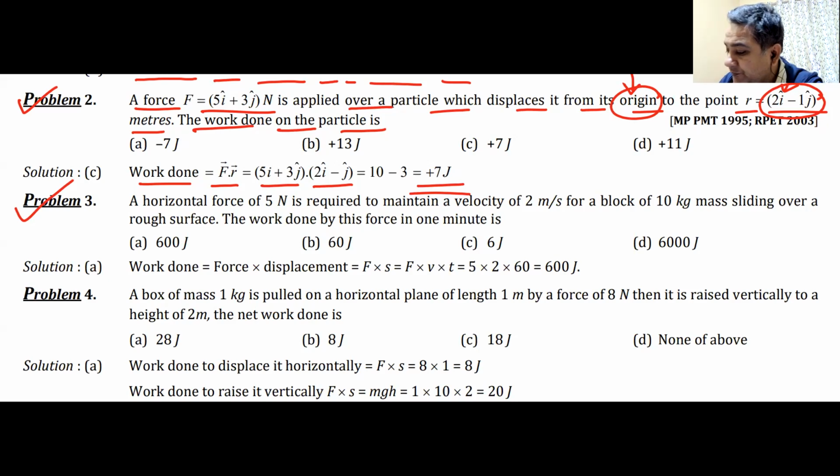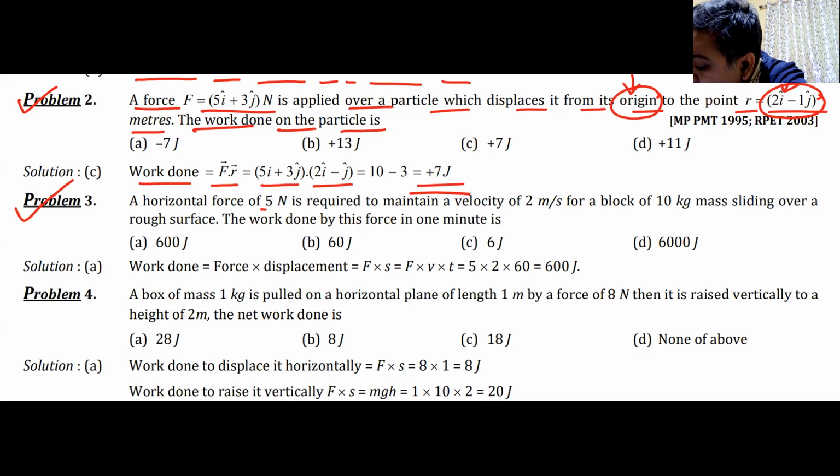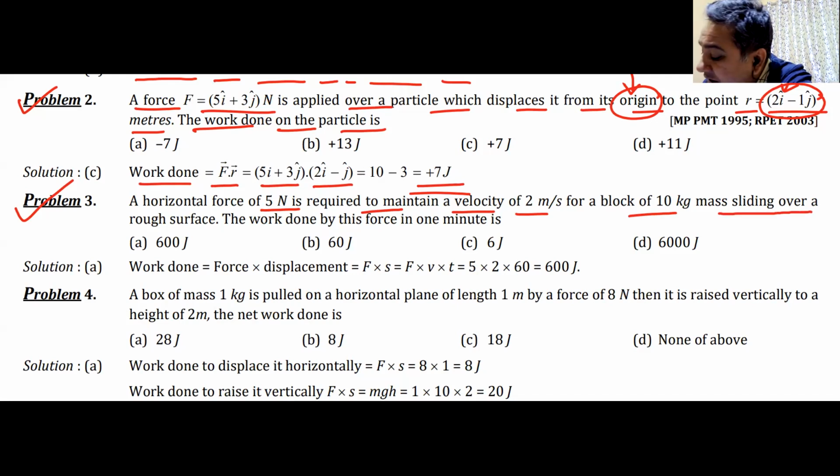Problem number 3. A horizontal force of 5 Newton is required to maintain a velocity of 2 meter per second for a block of 10 kg sliding over a rough surface. What is the work done by this force in 1 minute?